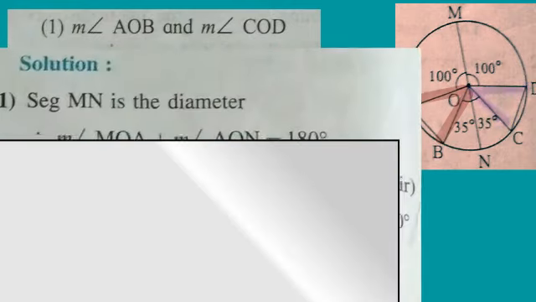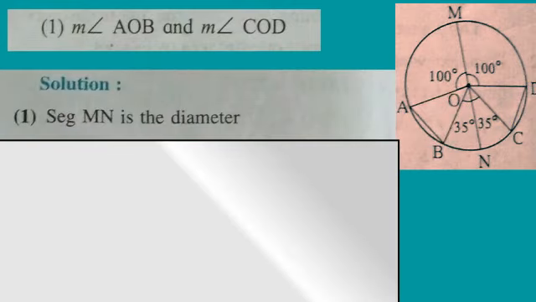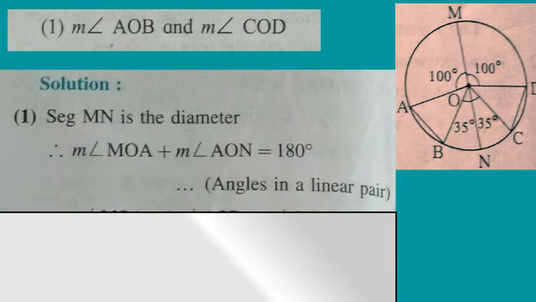The first sub question is: measurement of angle AOB and measurement of angle COD. We have to find it. Now students, at first we have to write what is given in the question, that is segment MN is the diameter of the circle. You can see carefully that angle MOA and angle AON are on one side of the diameter. So we can call them angles in a linear pair, and the total of linear pair angles is 180 degrees. Therefore, measurement of angle MOA plus measurement of angle AON is equal to 180 degrees.